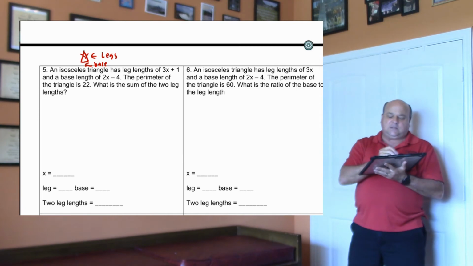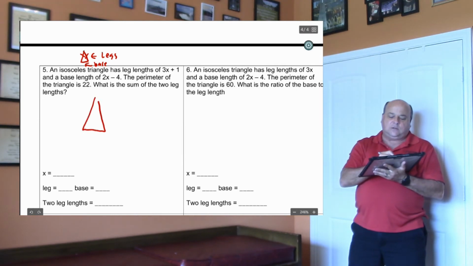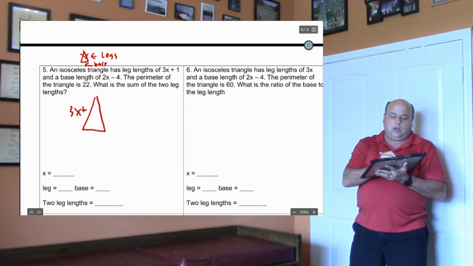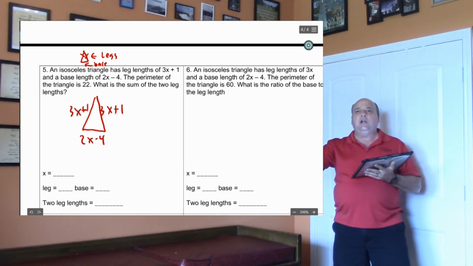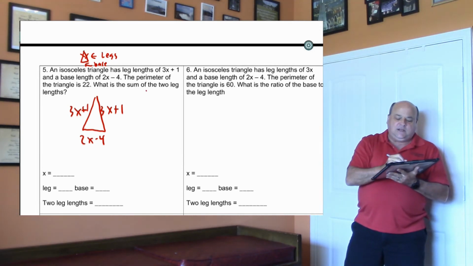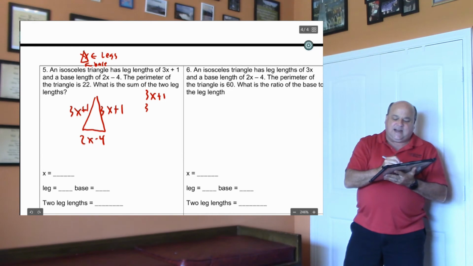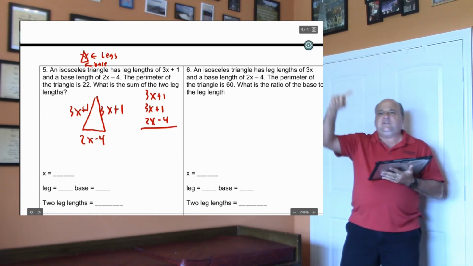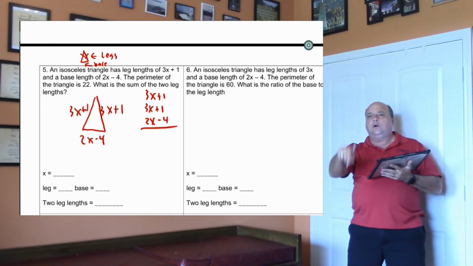So right here, the isosceles triangle has leg lengths of 3x plus 1. Draw a picture, 3x plus 1, and a base of 2x minus 4. So there's going to be two legs in the isosceles triangle and then the base. Now just stack these up. I like stacking them up instead of writing them left to right. If you stack them up, you just have them all in order to add up.